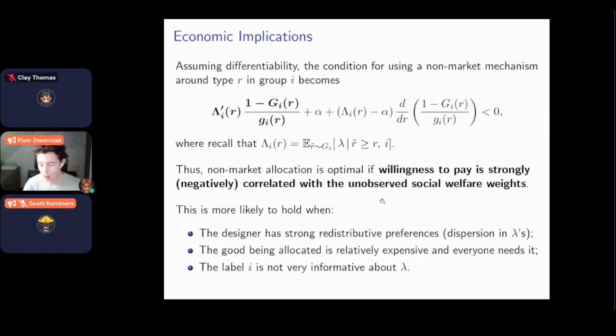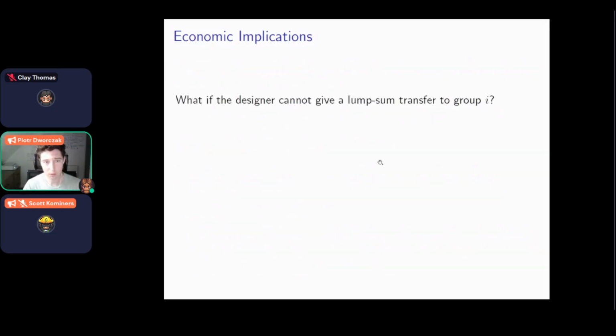Okay. So this is the first reason. That's what basically Mohammed already covered. And this is just a generalization in this framework. But it turns out there's a second distinct reason to use a non-market mechanism, which materializes when you cannot give a lump sum payment to some group I. This is something we can cover because of the labels that we introduced and the assumption that you cannot give a lump sum payment directly in the mechanism.